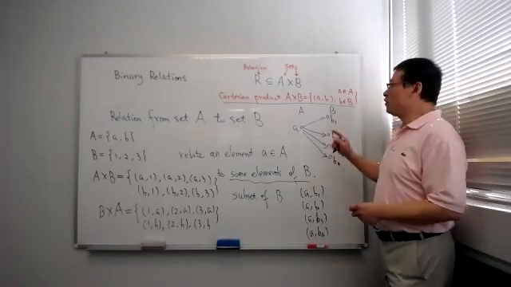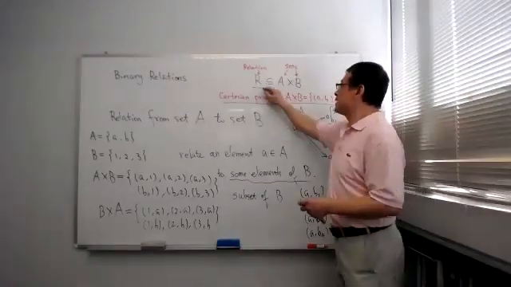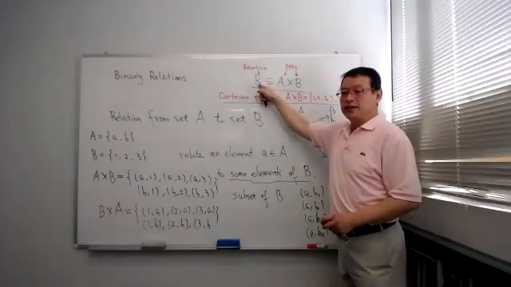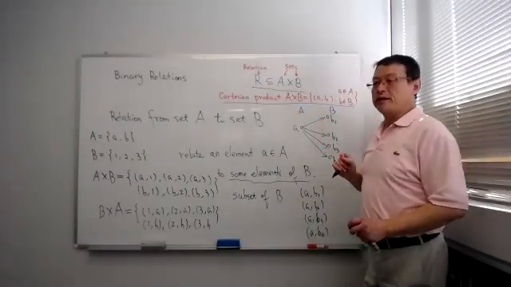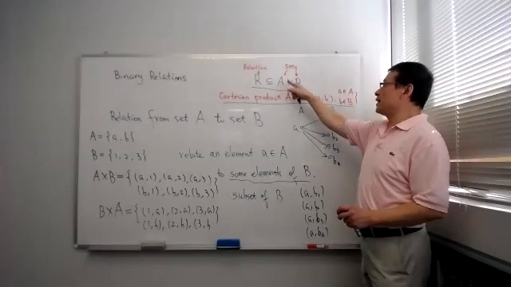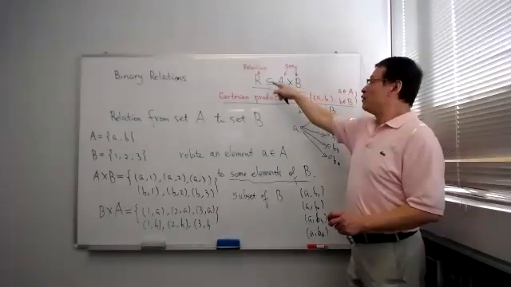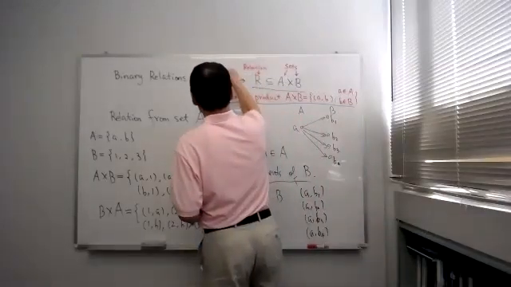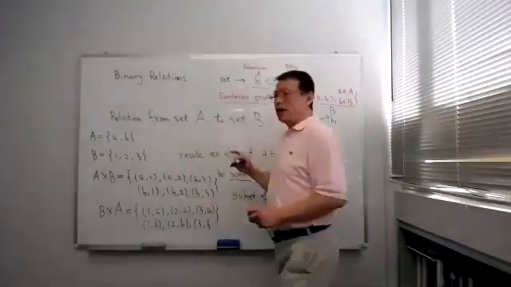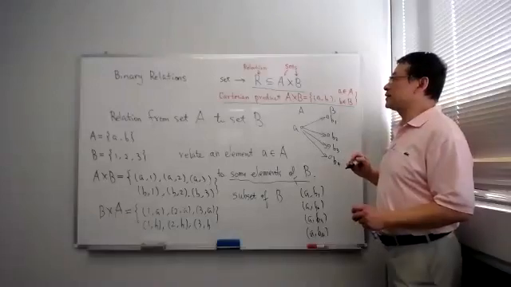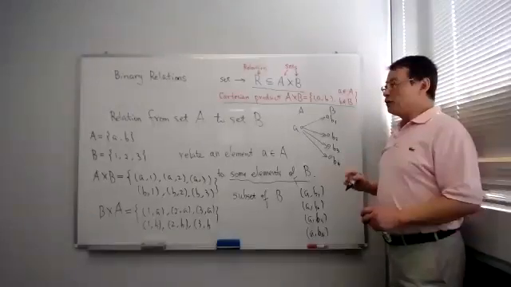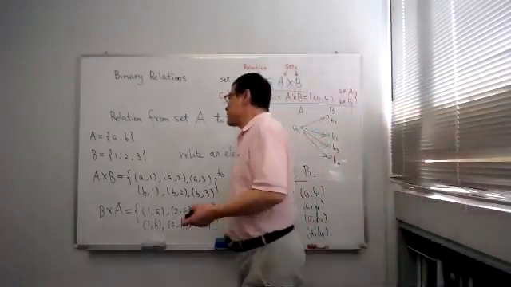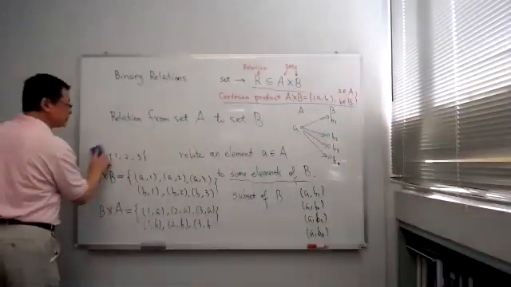Okay, so that's the formal definition of a relation. It's a subset of the Cartesian product. Each element of a relation is an ordered pair, where the first element comes from A, the second element comes from B. So a relation is a set. R itself is a set. It's very important, this very basic concept.